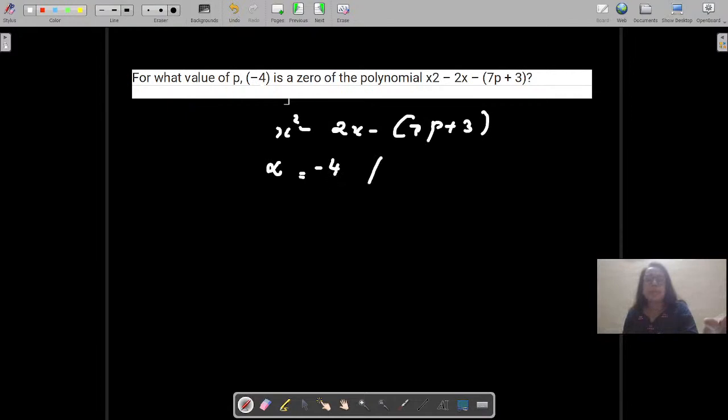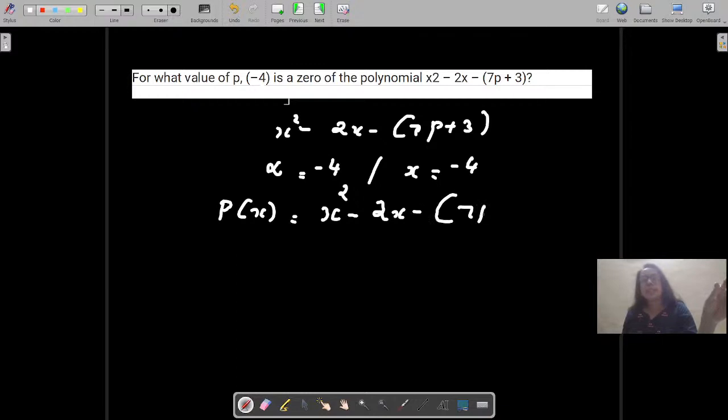Understood? That means there are 2 values for x, and one value is minus 4. This is what we are given in the question: x is equal to minus 4. So here P of minus 4, that is, P of x we are given as x square minus 2x minus 7p plus 3.